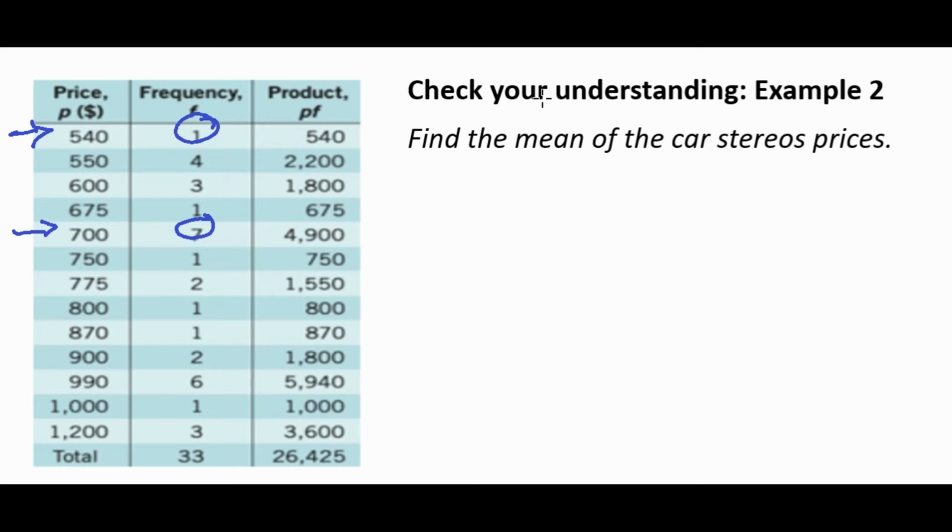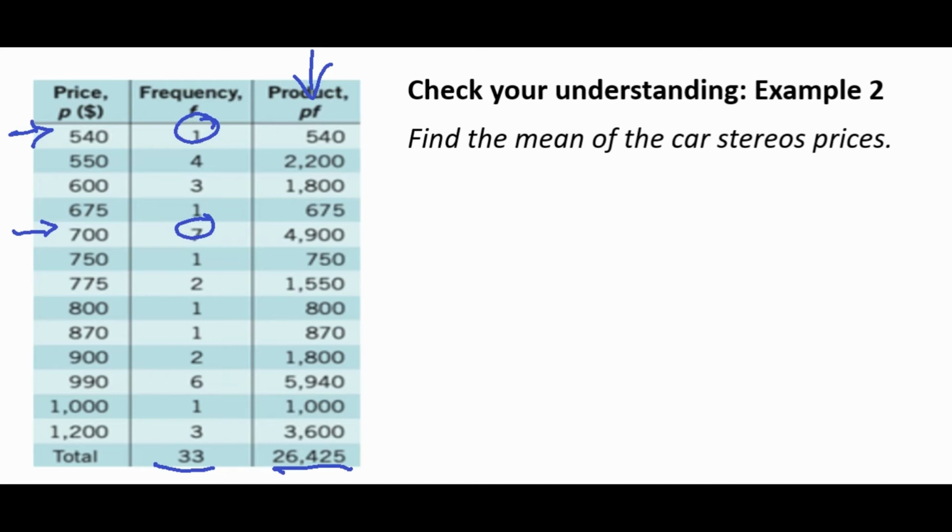So 700 times 7 is going to be $4,900. So we're already multiplying out the number of times it shows up. These product totals in this section are already being added for us. If we take that entire column and look at the bottom, this is all the data samples added up, every single car stereo price added together. And if I add up the frequency column, the total says there are 33 different car stereos that I can choose from.